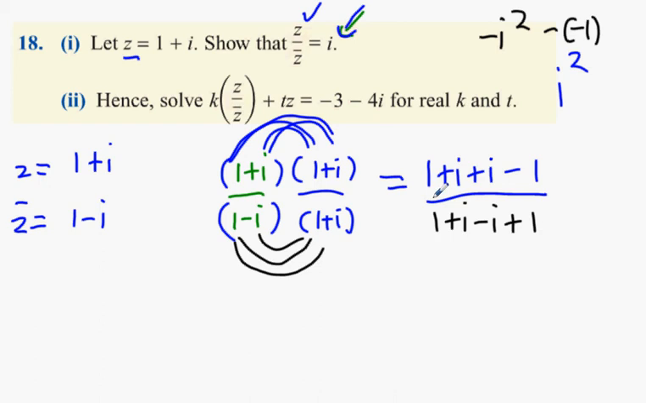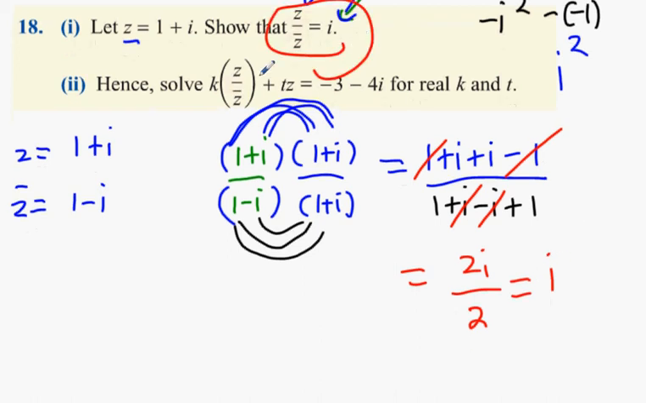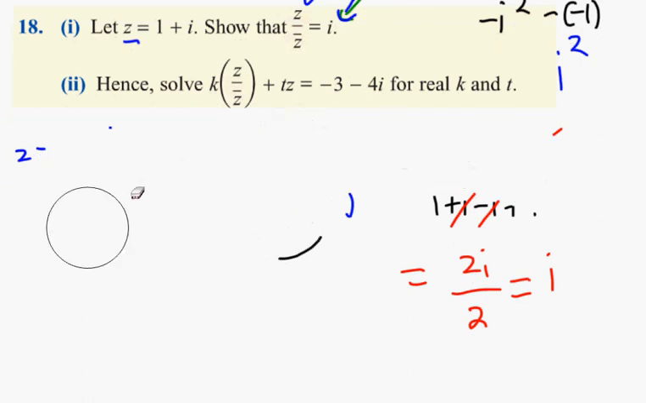What happens to the minus sign? What happens to the 1 and the minus 1? Cancel. 2i on top. Cancel, cancel. 1 plus 1. 2i divided by 2. i. Job done. Okay, so that's alright. Right, Jack? Now, what we get next, guys, is this.